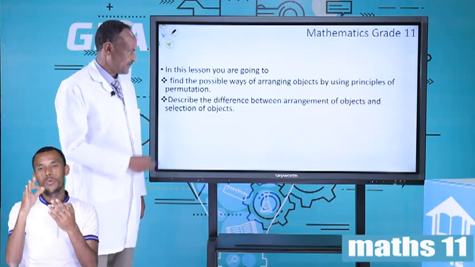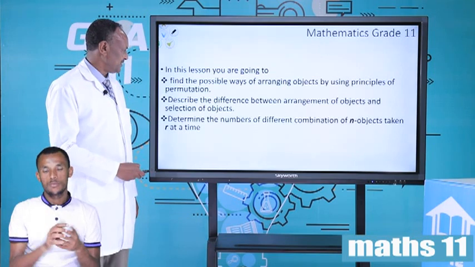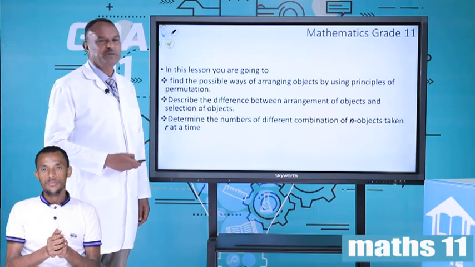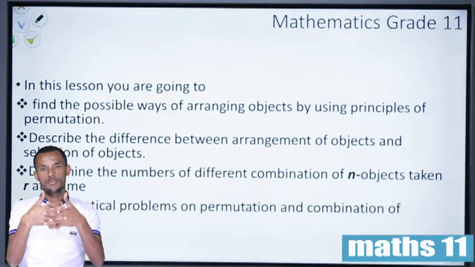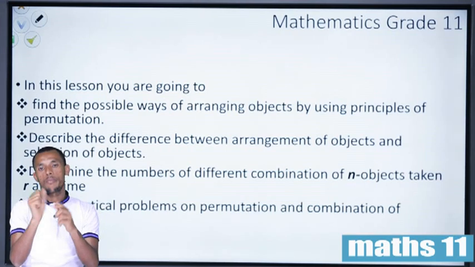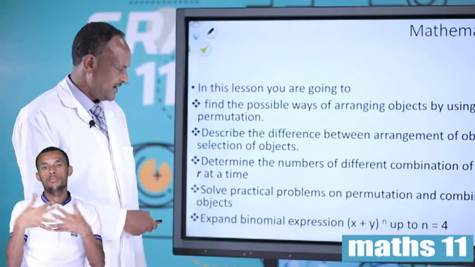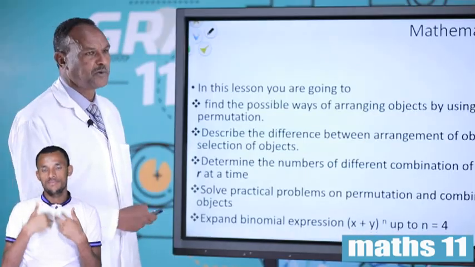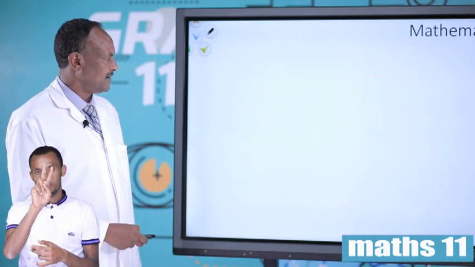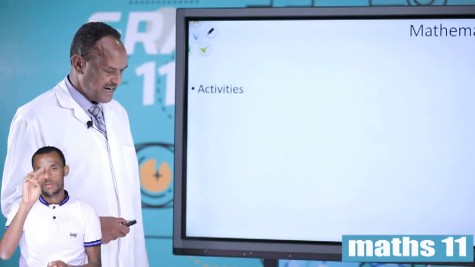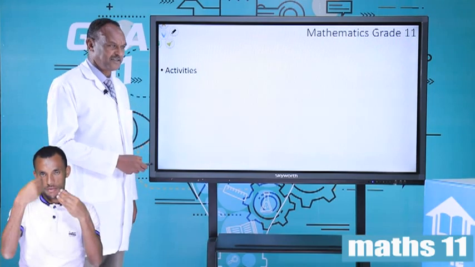Selection of objects using binomial combinations. You will see the difference between permutations and combinations. We'll try to solve some practical problems on permutations and combinations. And we'll have expansion, how it is possible to expand binomial expressions. So to give ideas on these units, just to end up, I will give some exercises.